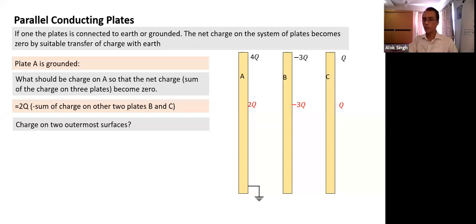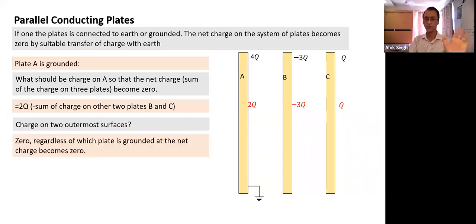What is the charge on the 2 outermost surfaces? Always it will come to 0. That's what we had done. We have made the net charge 0. So even if we connect plate B or C, whichever plate we connect, the charge on the 2 outermost surfaces will always come to 0 in the case of a grounded system. So regardless of which plate is connected, the net charge becomes 0.